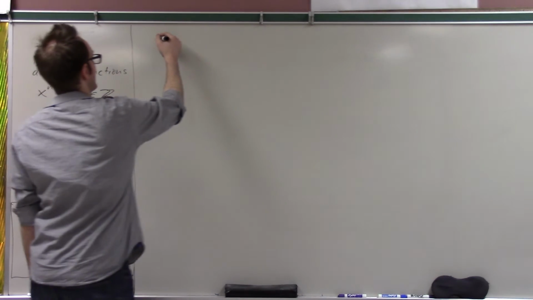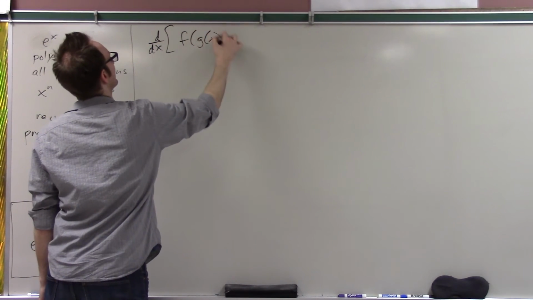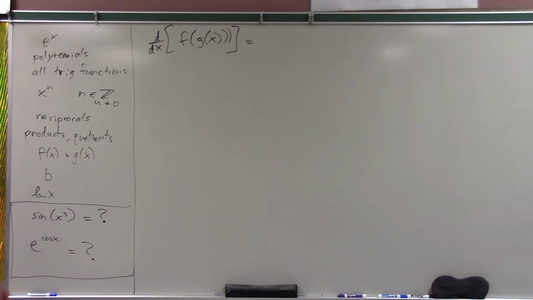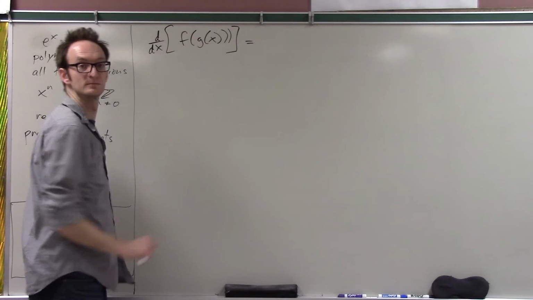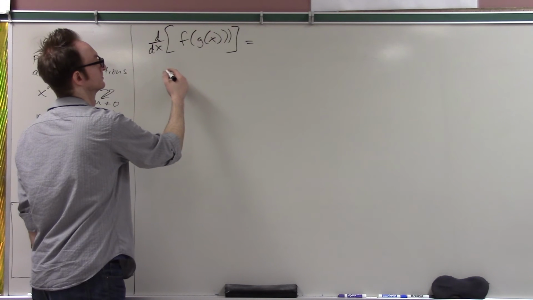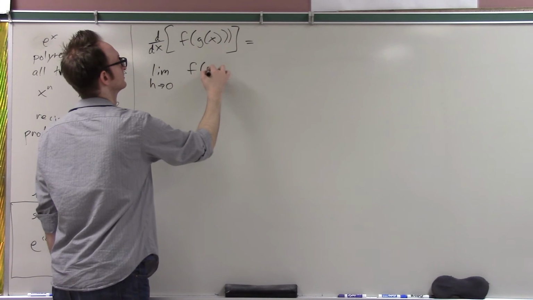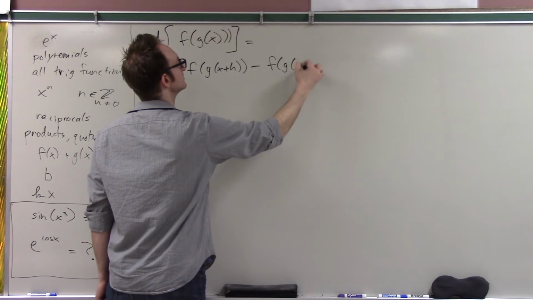So let's go. Let's take the derivative of f of g of x. Step one is always the easy step: use the definition of the derivative. It's the only thing we can do. It's the limit as h approaches 0 of f of g of x plus h minus f of g of x, all over h.